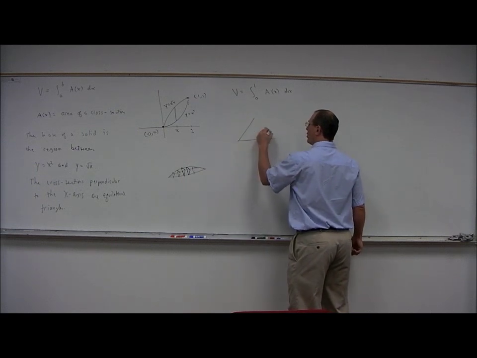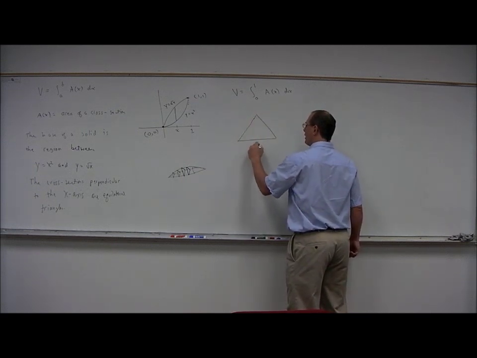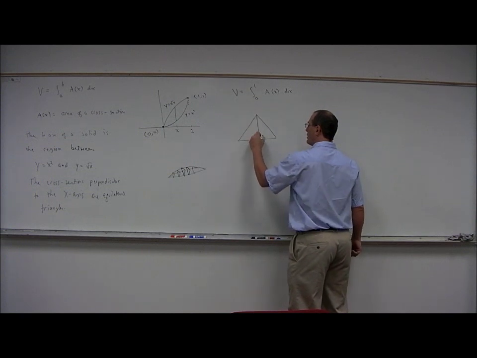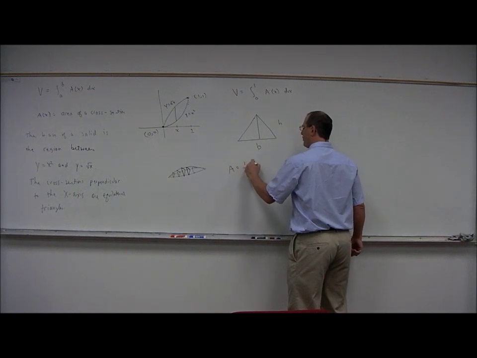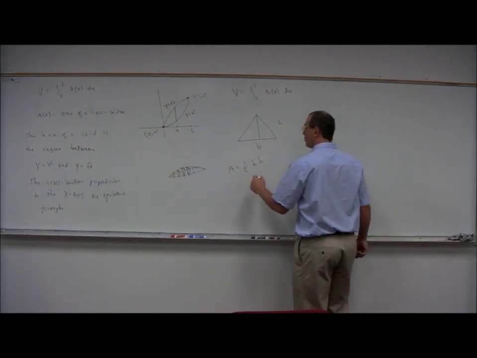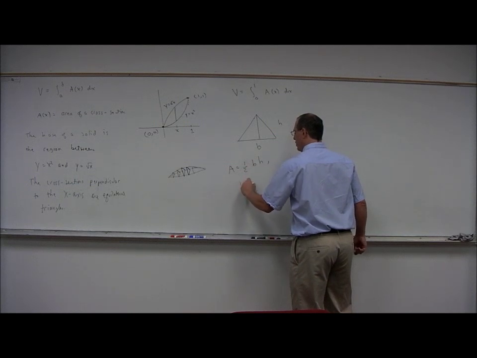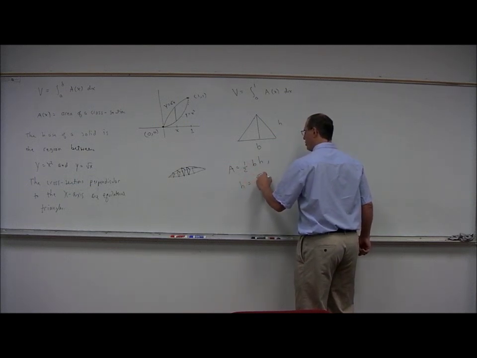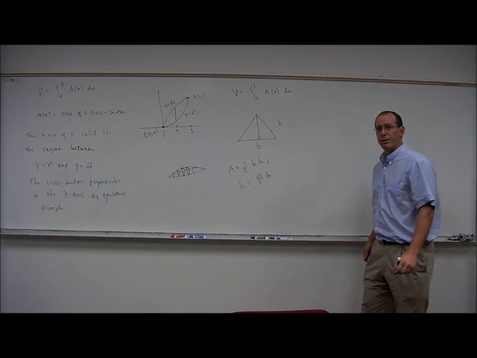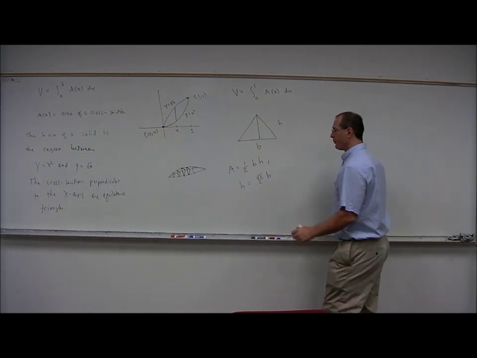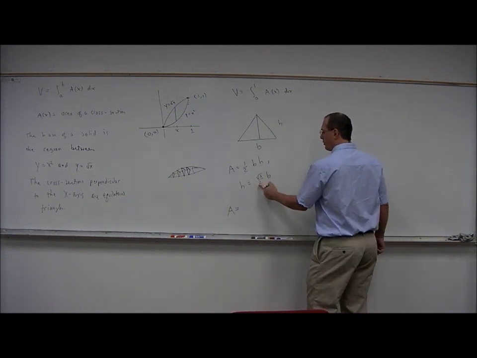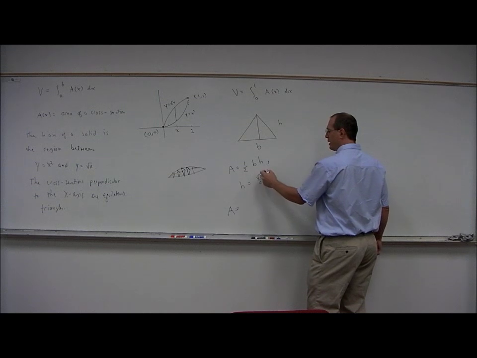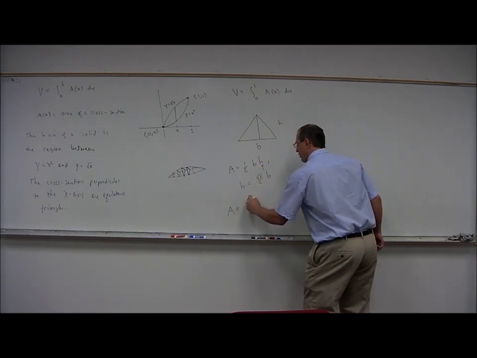If we have an equilateral triangle with base b, and let's say it has height h, the area of a triangle in general is 1/2 the base times the height. For an equilateral triangle, it turns out that h is equal to the square root of 3 over 2 times b. We can determine that using the Pythagorean theorem. So for the equilateral triangle, if we plug the square root of 3 over 2 times b in for h, we end up with the area equal to the square root of 3 over 4 times b squared.